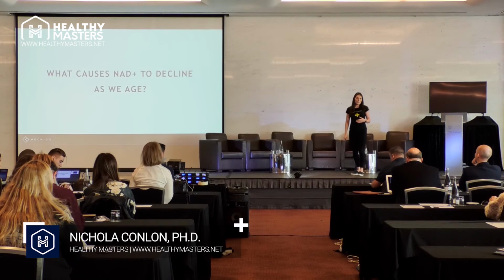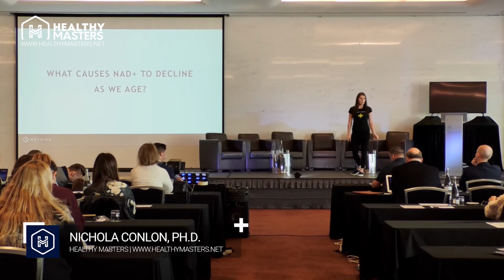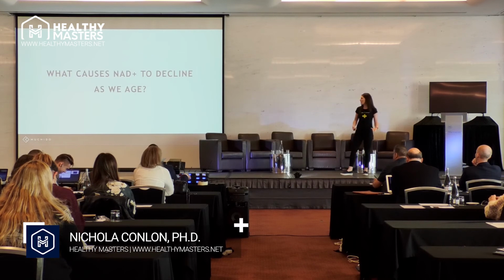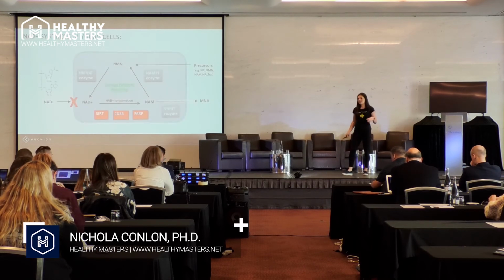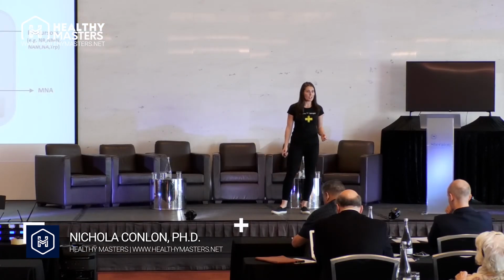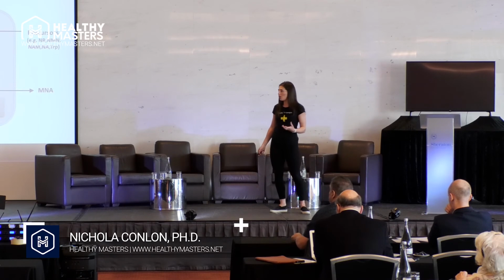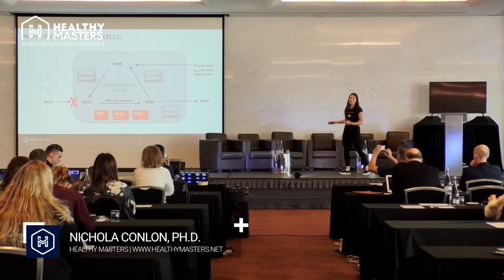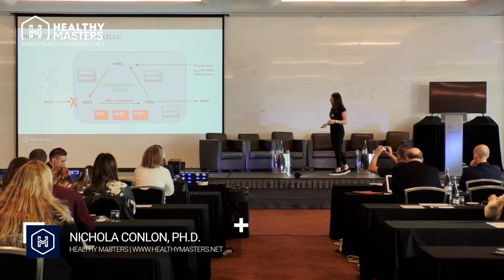So what actually causes our NAD levels to decline? Because everyone says, well, if it's so important, then why is it going down? Why is this happening in our cells as we age? And to understand this, first you need to have a good understanding of how NAD is actually made in your cells when they're young. So just imagine that this big square is a cell. It's a very simple version of a cell.